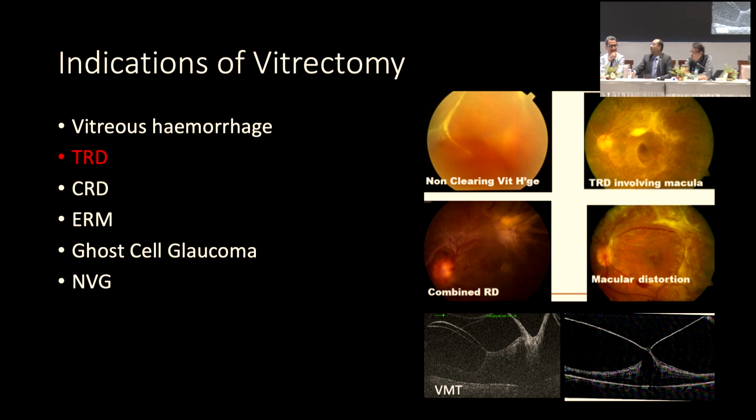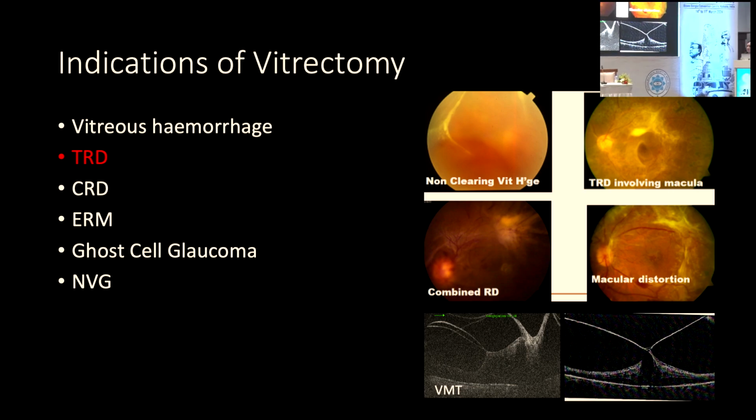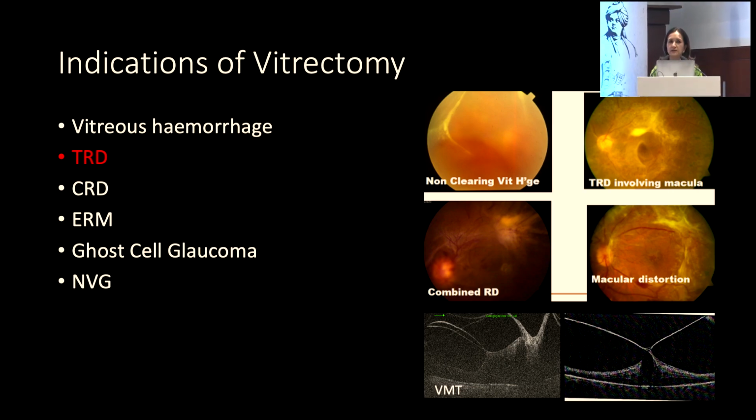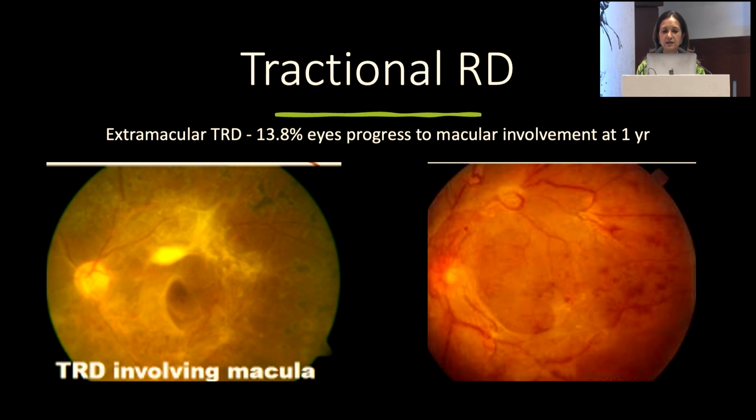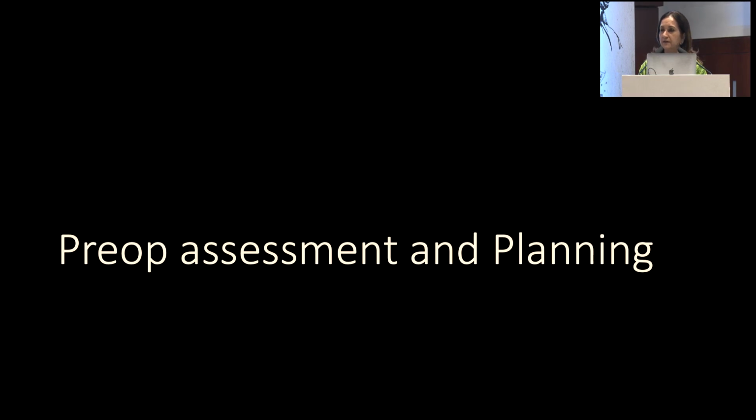I'll take you to the vitrectomy for diabetic retinopathy. It is something which is so common that I'm sure each retina surgeon would have done it. So I can share some tips and tricks which I use. TRD is the most common indication of vitrectomy, and I will stick to only that indication. It can be seen in almost 15% of patients with PDR, and with diabetic retinopathy on the increase, we are increasingly seeing it in our clinics.